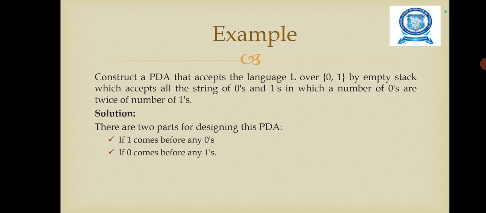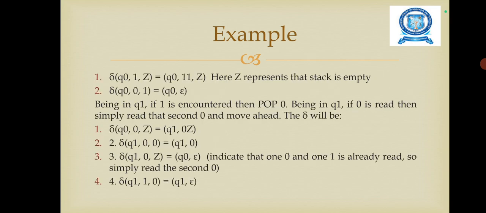Now we are going to write the transition function for these zeros and ones. δ(q0, 1, Z) = (q0, 11Z). That means here Z represents that the stack is empty. δ(q0, 0, 1) = (q0, ε).